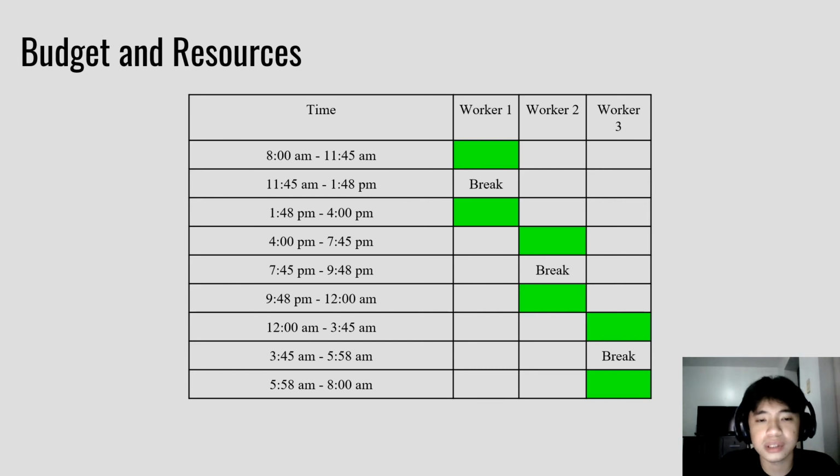This table shows the working hours and break times of the 3 workers based on the given in the case study. Each of the workers will work on 3 different shifts, and it is stated that their break time should be in between the shift and it should only be at least 1.33 hours per day.